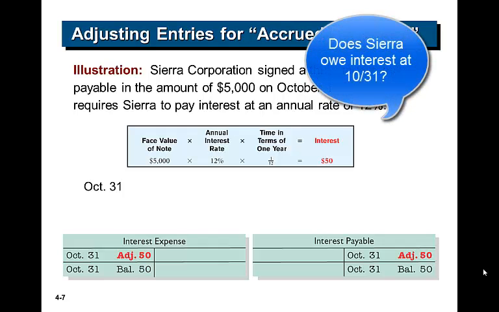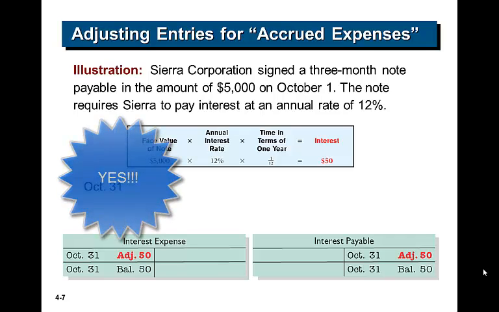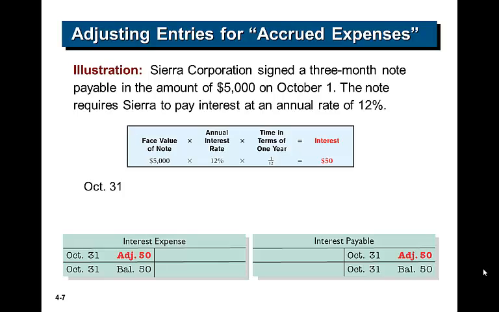The question is, does Sierra owe interest on the note at October 31st, even though they aren't paying any interest until January the 1st? The answer is absolutely. Think about it like this. If Sierra were to pay off this note early on October 31st, do you think the bank would accept just $5,000? Of course not. They would expect the $5,000 principal plus the accrued interest. So even though Sierra isn't paying interest until January, it must accrue the interest that they owe at October 31st to recognize the expense incurred during the month and the obligation to pay.